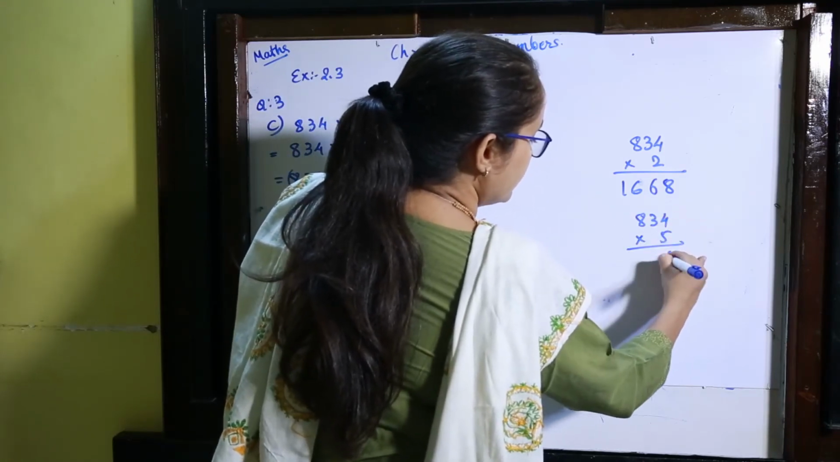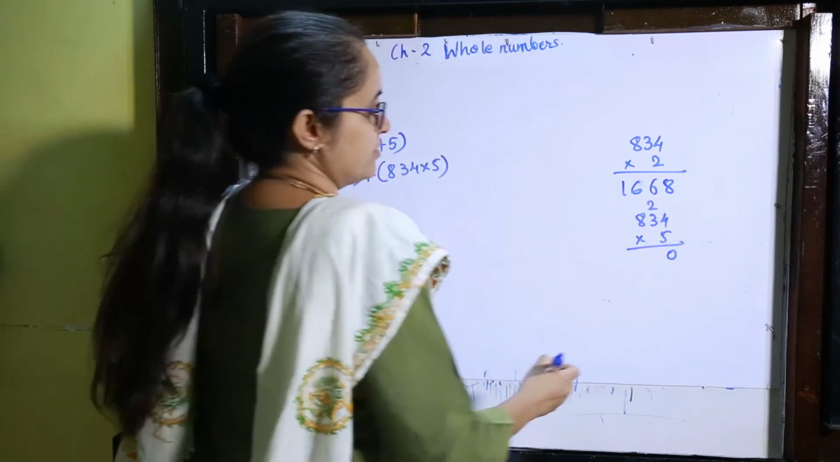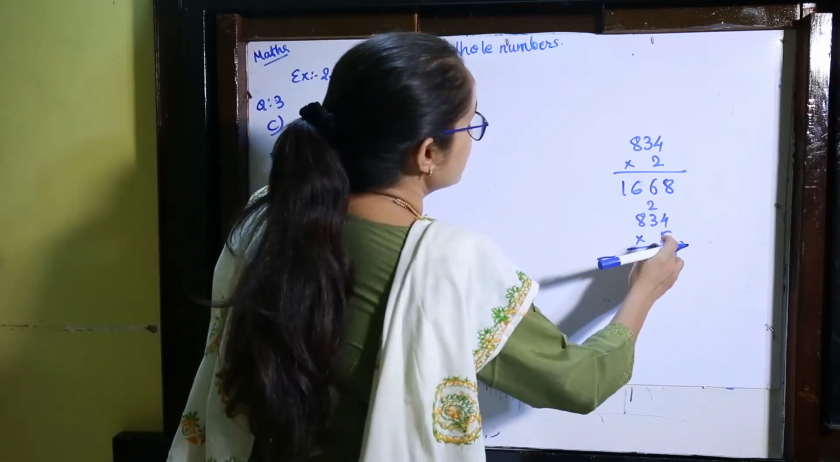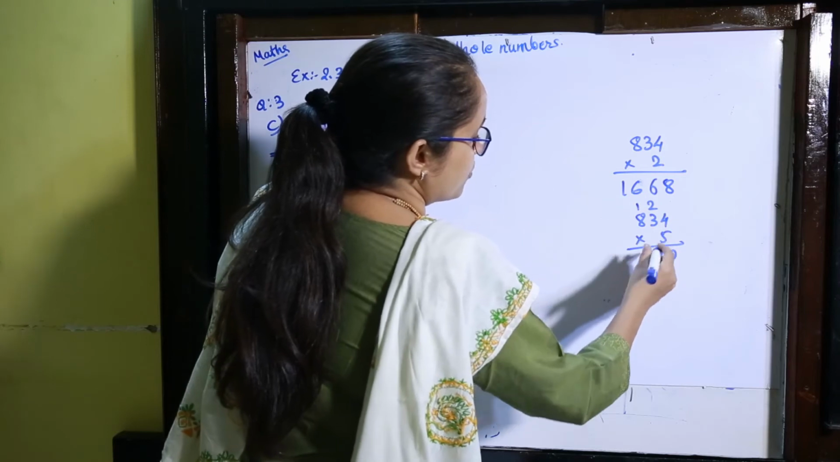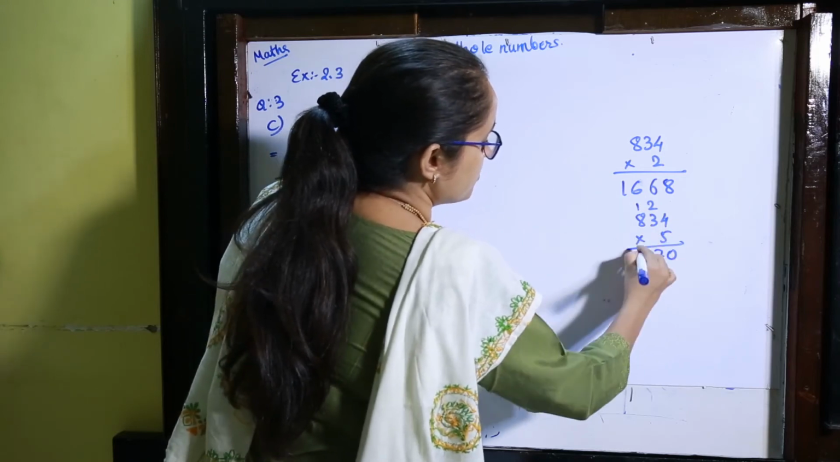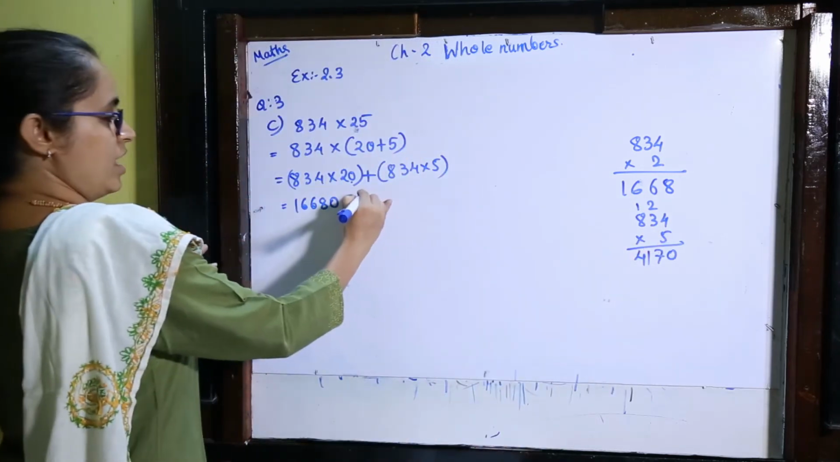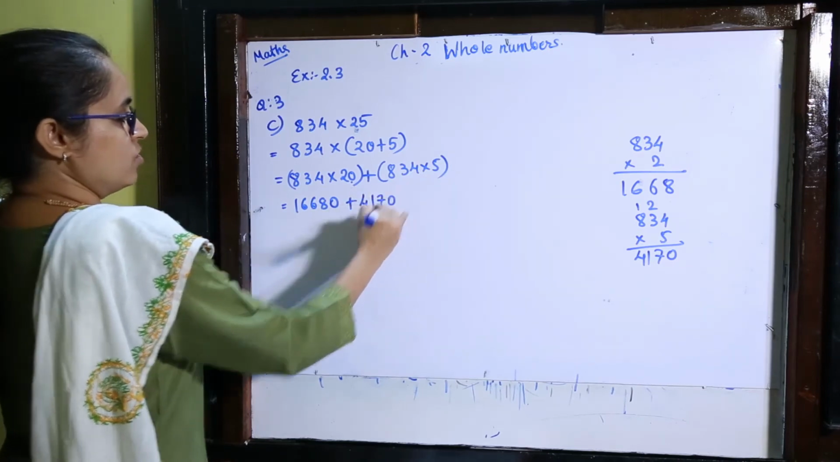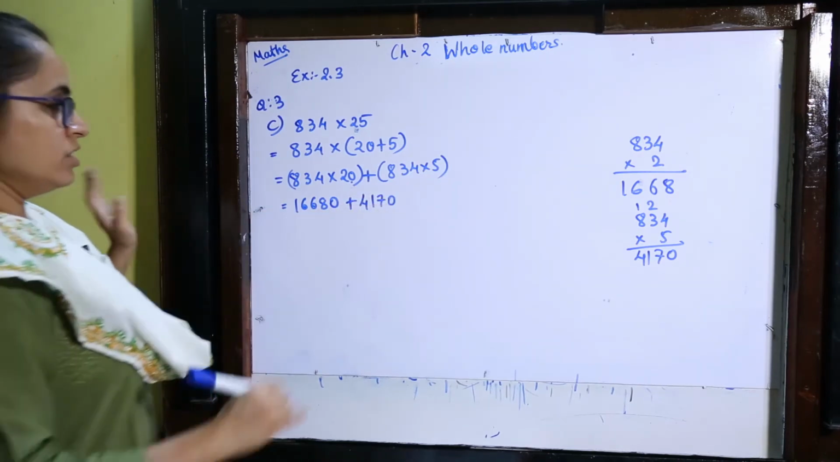5 4s are 20, carry over 2, 15, 15 plus 1 is 17, 17 carry over 1, 8 5s are 40, 40 plus 1 is 41. So the answer is 4170. Simply, you have to add both the numbers.